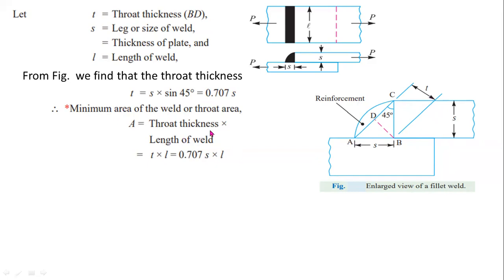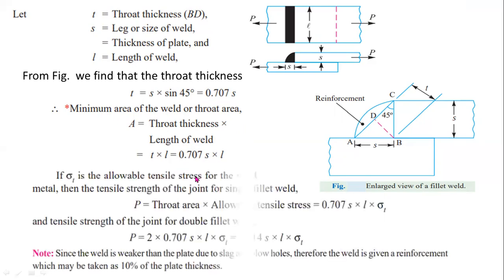Now the minimum area of the weld, or throat area, capital A, equals the throat thickness, small t, times the length of the weld, small l. Here this is the length of the weld.